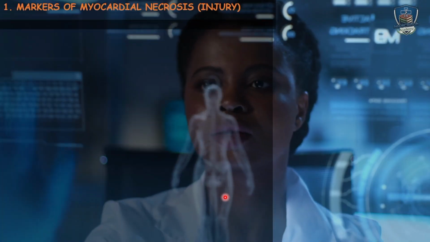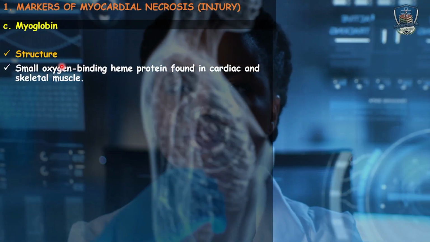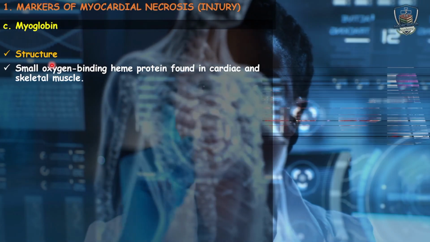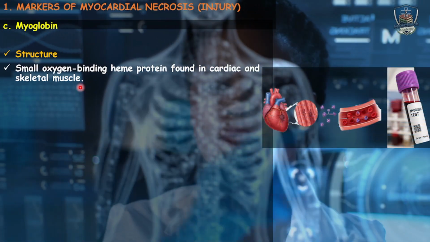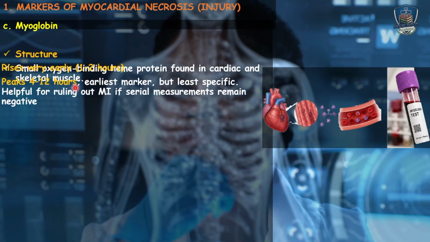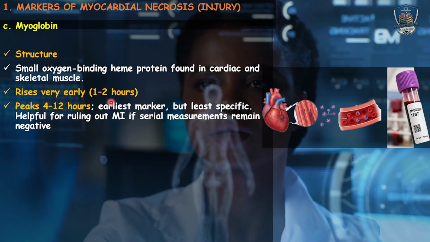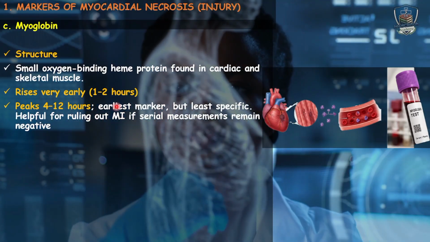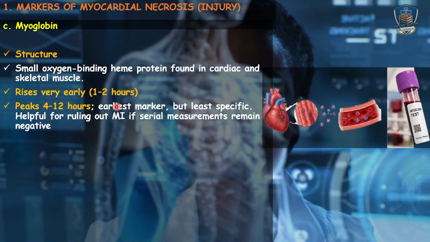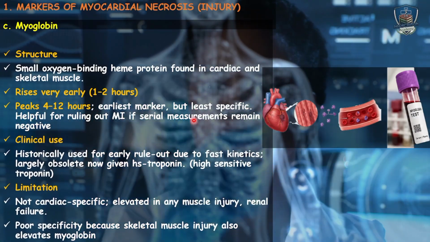Now, let's go to the third one. The third biomarker that is commonly used is the myoglobin. What's myoglobin? Myoglobin is a small oxygen-binding heme protein that is found in cardiac and skeletal muscle. We know that this is the earliest riser. It is the first, the one that tends to rise early. Within 1 to 2 hours, you can see it in blood. It peaks within 4 to 12 hours. So this is the earliest marker, but least specific.